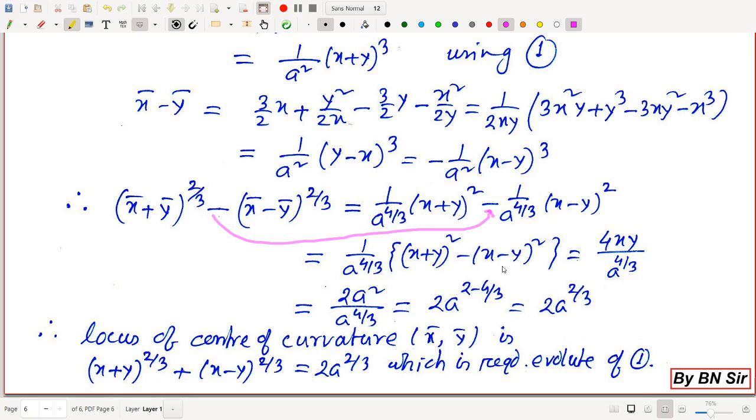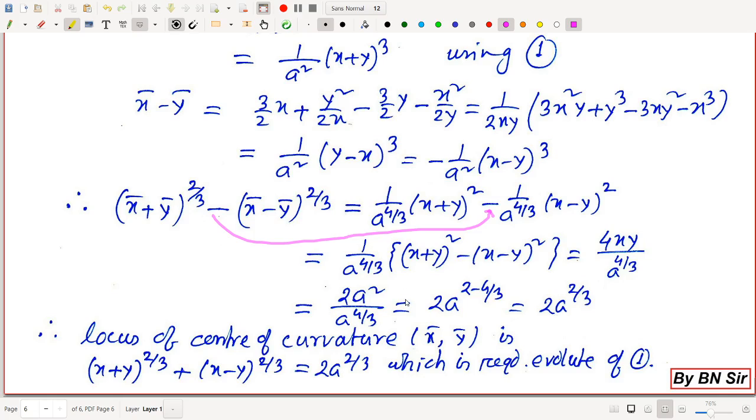So (a plus b) whole square minus (a minus b) whole square is 4ab, we know, so it is 4xy here, but 2xy is s square using line number 1, so 2 into 2xy, so we have written 2s square by 4, a to the power 4 by 3, so it is 2 into a to the power 2 minus 4 by 3, means 6 minus 4, that is 2 by 3. So what we have got? x bar plus y bar to the power 2 by 3 minus x bar minus y bar to the power 2 by 3 is twice a to the power 2 by 3.